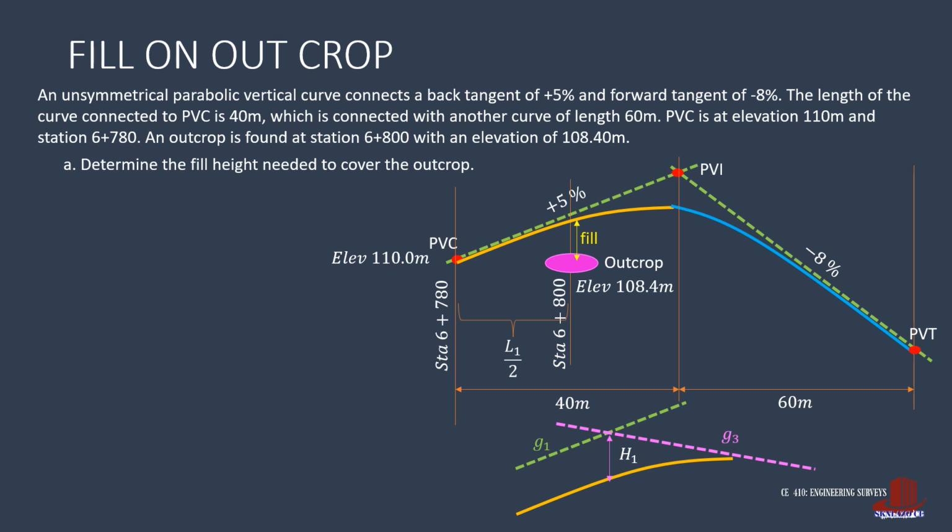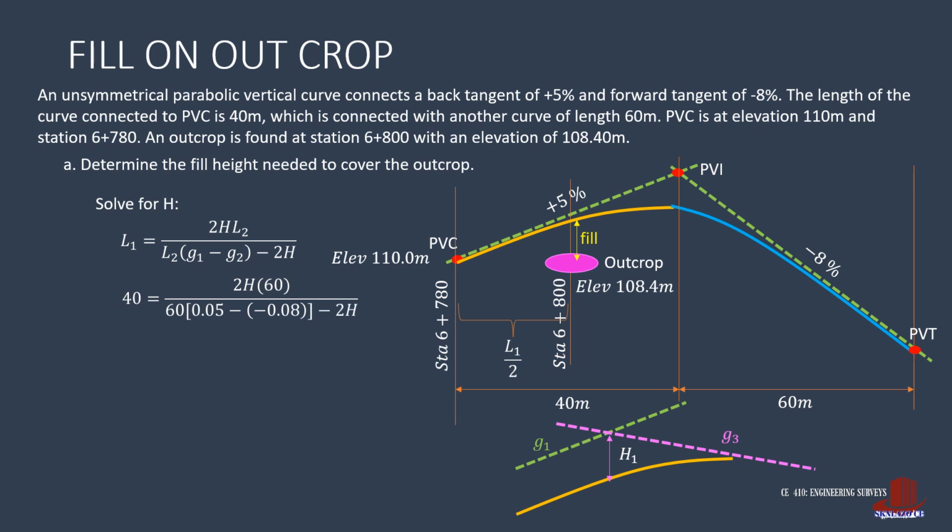So check on other functions to help get h. From the equation involving the length of the curve, in identifying PVI, there is L1 as equated to 2h L2 upon L2 with a difference of grades minus 2h. L1 is already given as 40, so there is 40 as equal to 2h times 60 divided by 60 of 0.05 minus negative 0.08. Then subtract 2h. The function is simplified as 40 as equal to 120h upon 7.8 minus 2h.